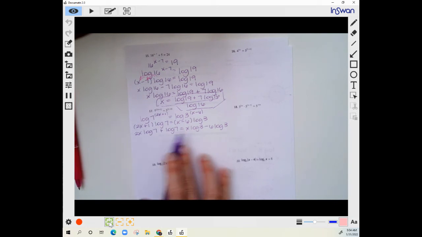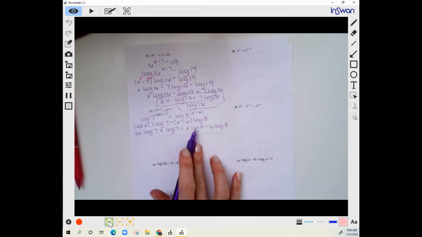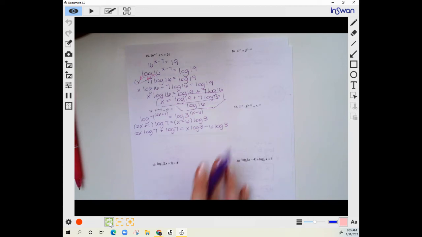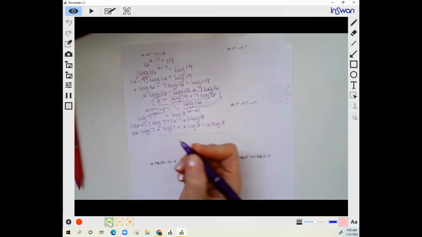So the two terms that have x's, I'm going to put on the same side, and the two terms that don't have x's, I'm going to put on the same side. It's completely up to you which side you move the x terms and which side you move the non-x terms. You can think that through in terms of signs, like what you want to be positive and negative. So it doesn't really matter though.